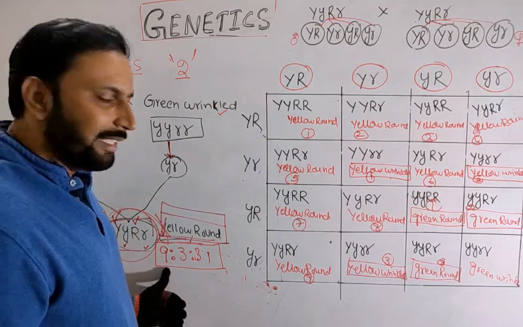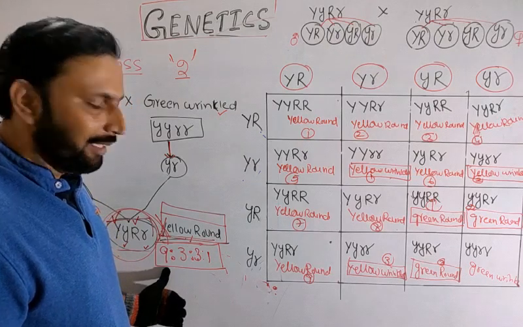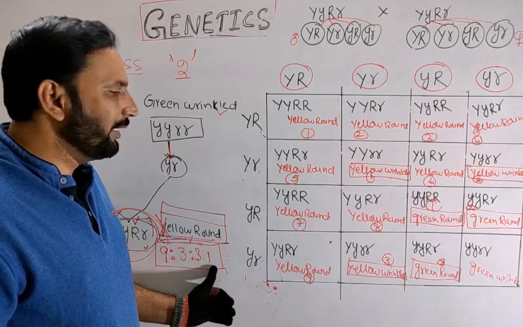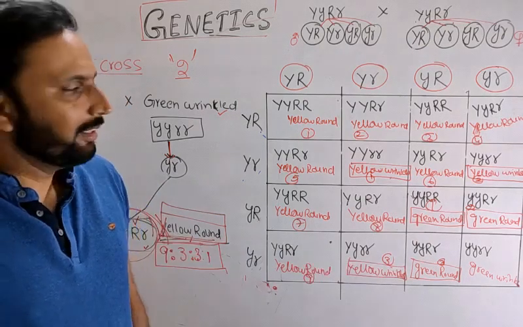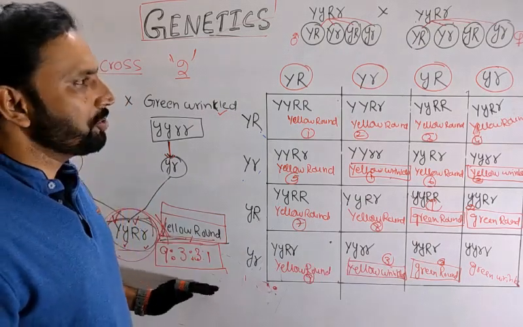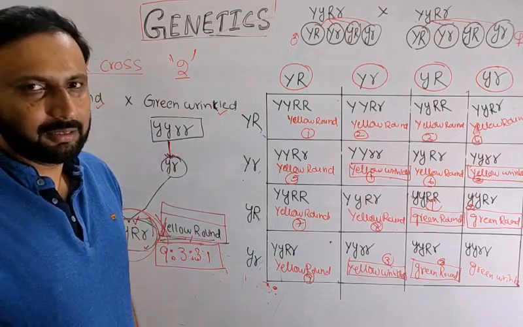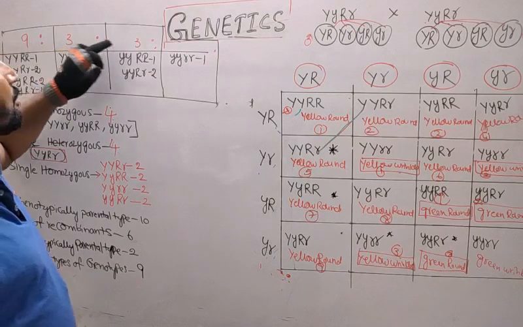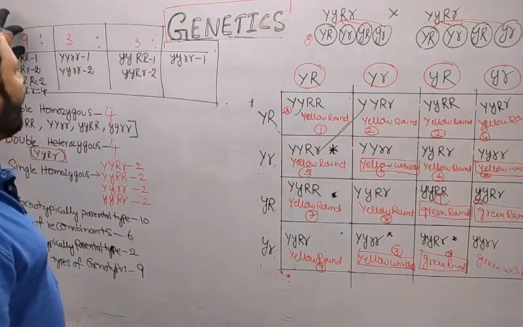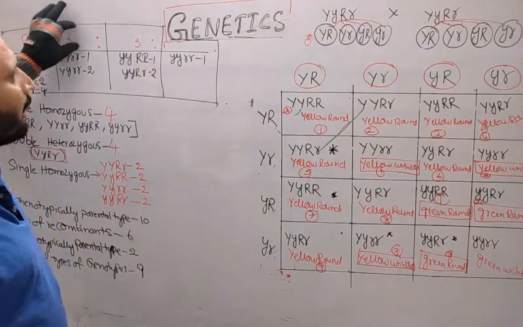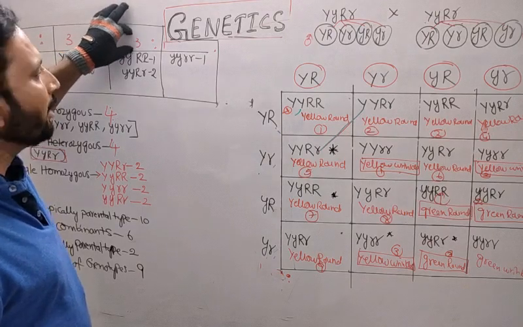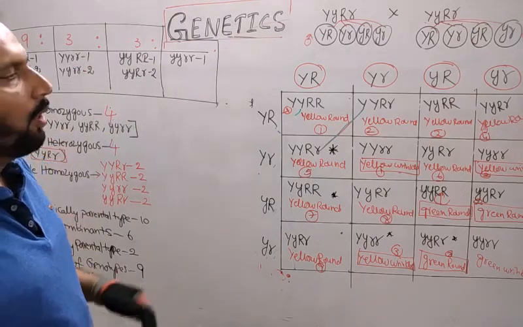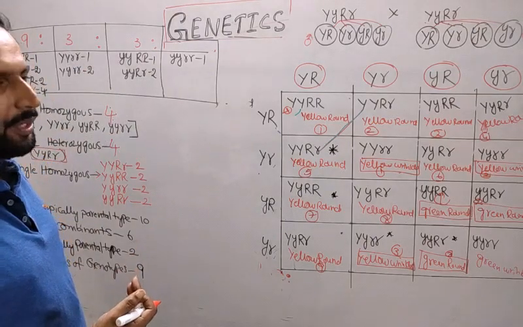Yellow round seeded plants, how many are forming? Nine. Yellow wrinkled 3, green round 3, and 1 is green wrinkled. So this is the phenotypic ratio of the dihybrid cross, 9:3:3:1. Nine are yellow round, 3 are yellow wrinkled, 3 are green round, 1 is green wrinkled. What is the genotypic ratio?